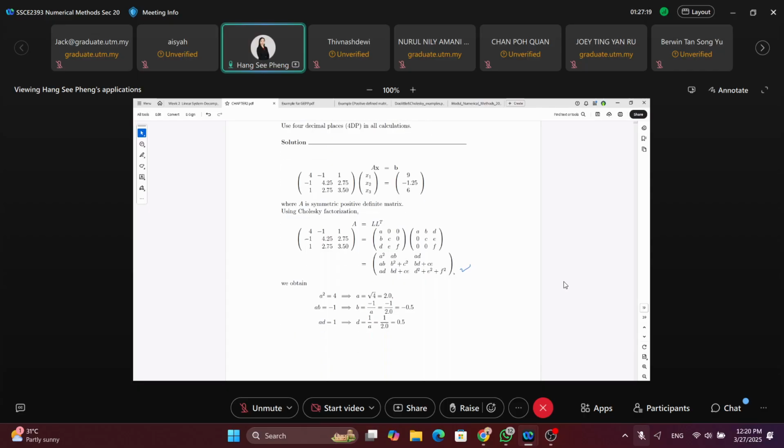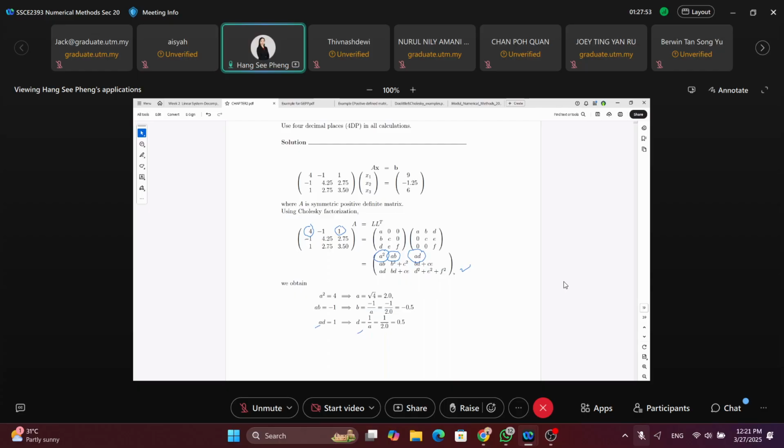So this a, what is a? Find a. a squared equals 4. So we will only take the positive value. We solve for it. So we set a equals 2. Then after that, with the a, you find what is the b. So ab equals minus 1. So a equals 2, so b equals minus 0.5. So do it one by one. Yeah, same like the Doolittle. So ad equals 1. Yeah? So you know the a. So now you solve for the d.